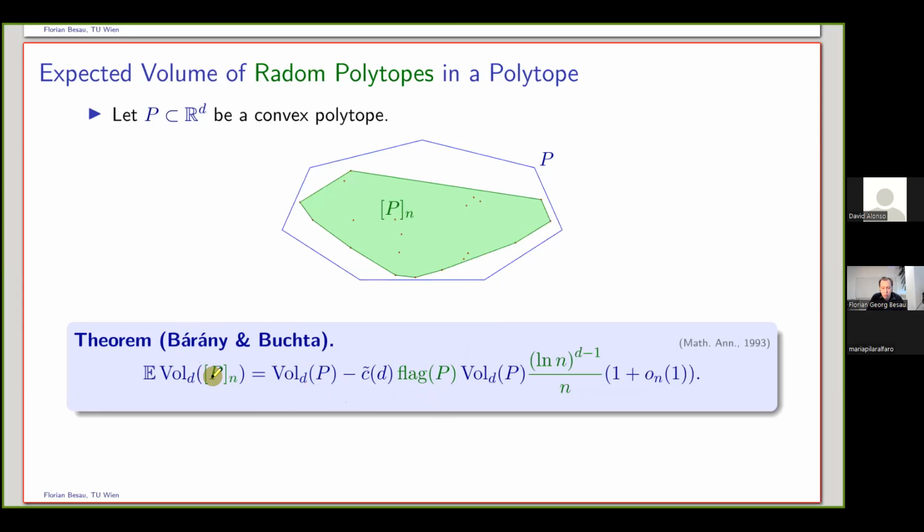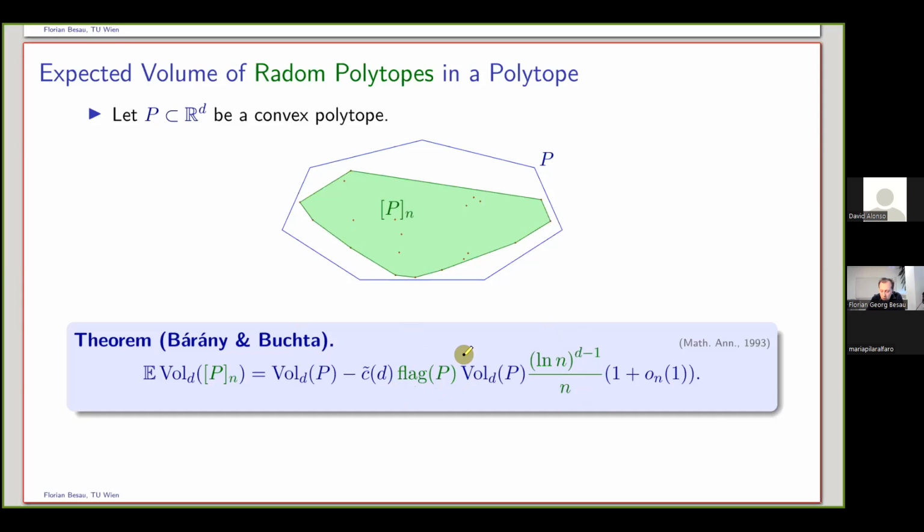The expectation of the volume of these random polytopes inside a fixed polytope converges to the volume of the polytope, and the rate here is almost 1/n. There is some logarithmic term which makes it a bit slower, and the constant is then controlled essentially by some combinatoric quantity of the polytope P. So this is the flag number of P.